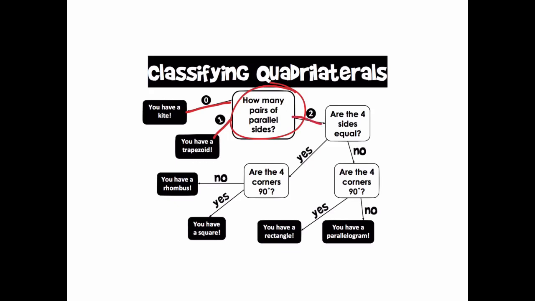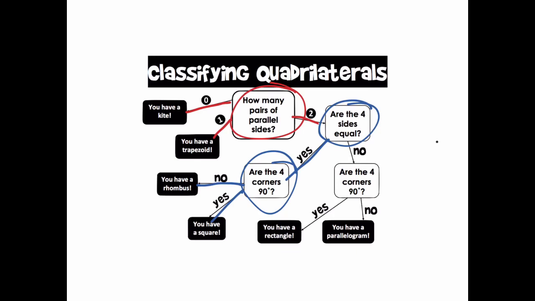If your shape has 2 pairs of parallel, then you get brought over here to this question. Are the 4 sides equal? So if your shape has 2 parallel sides and the 4 sides are equal, then you would go down and you would say yes, and you would go down to this question. Are the 4 corners 90 degrees? If your answer is no, the 4 corners are not 90 degrees, then you would have a rhombus. But if your answer is yes, then you would have a square.